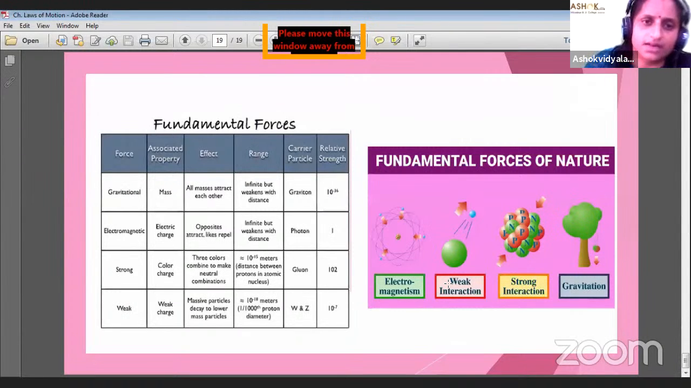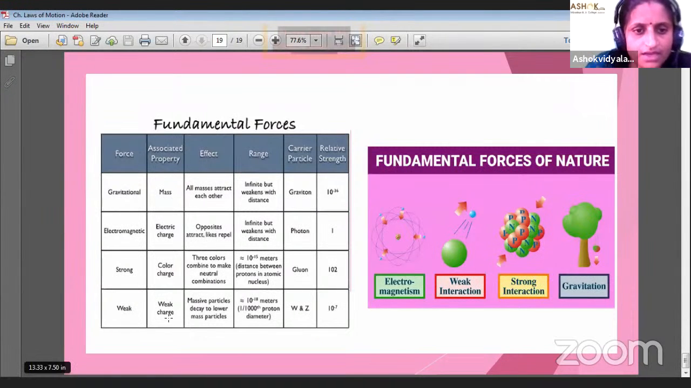In summary, the fundamental forces are gravitational, electromagnetic, strong nuclear force, and weak nuclear force. As the associated property: mass for the gravitational force, electric charge for the electromagnetic force, color charge for the strong force, and weak charge for the weak force. Effect: all masses attract each other. In gravitational force, there is no repulsive force. In electromagnetic force, opposites attract and likes repel. That is, both attraction and repulsion happen. Opposite charges attract; like charges repel.